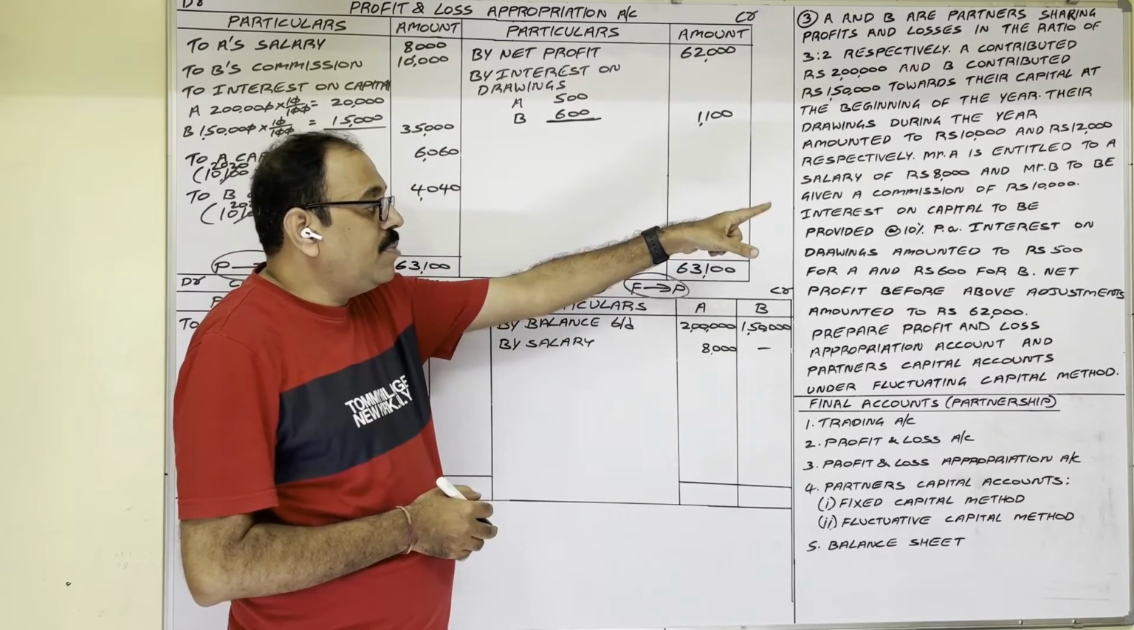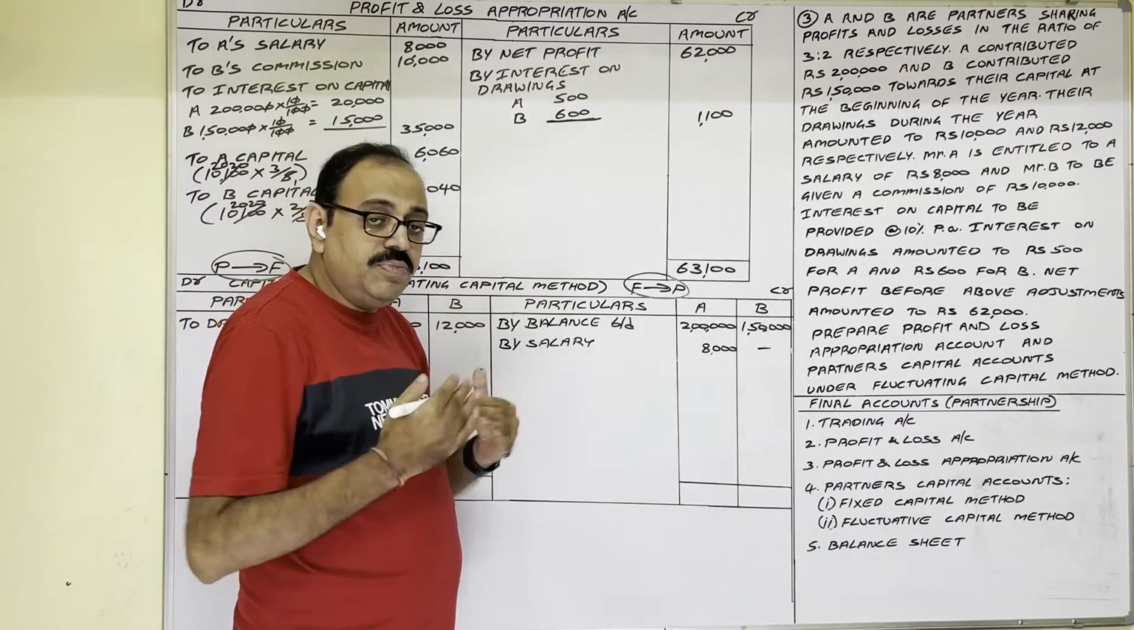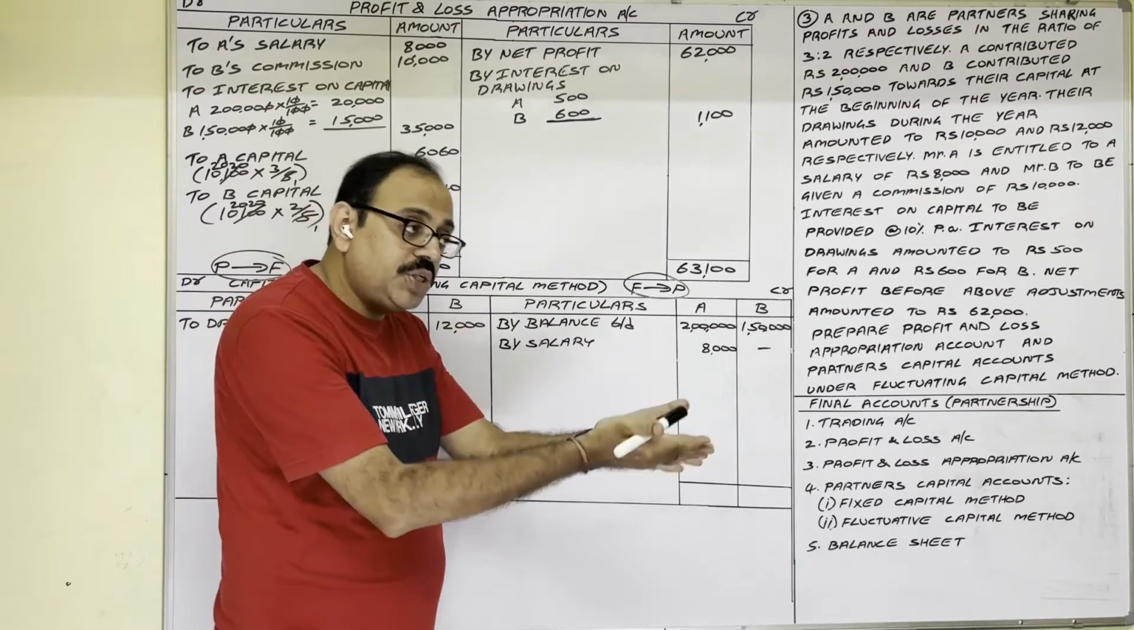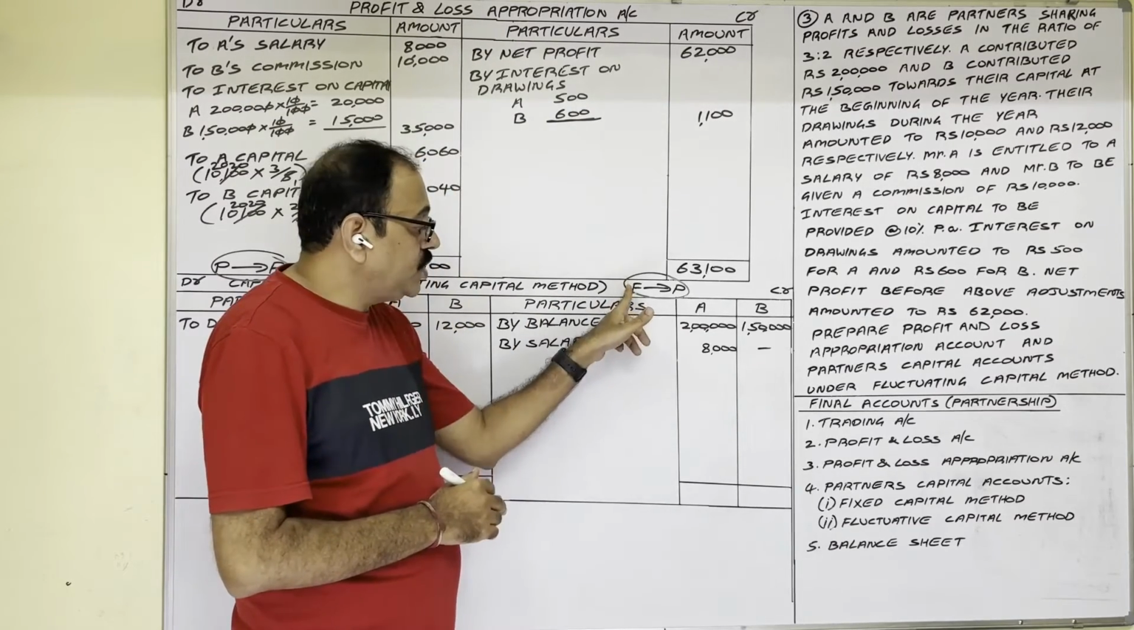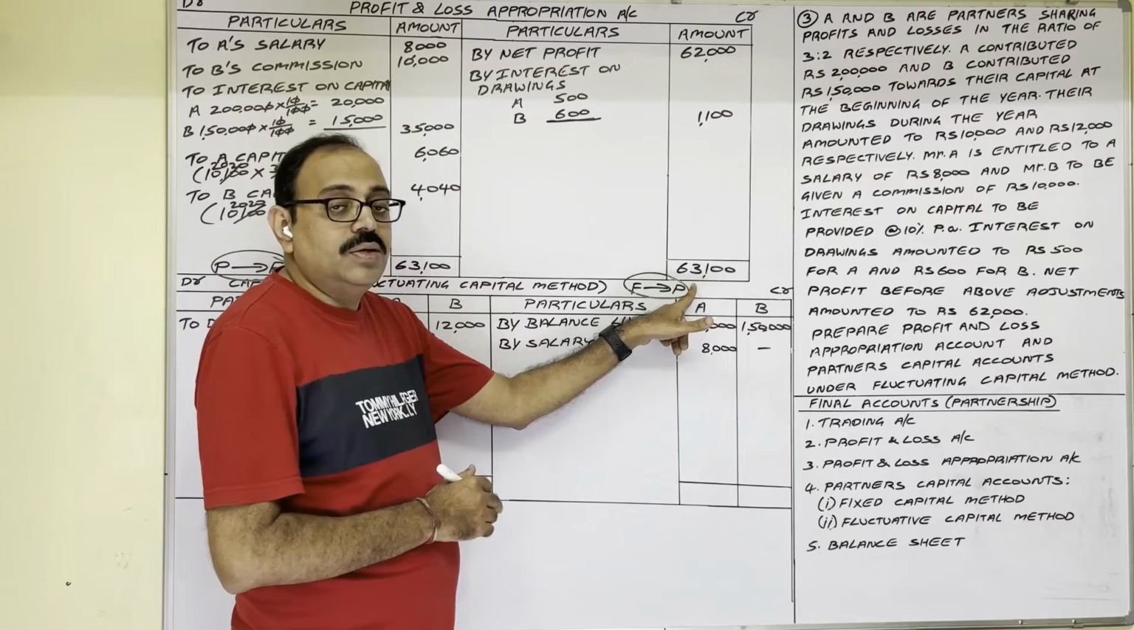Continuation. And Mr. B is to be given a commission of 10,000. The firm has to pay 10,000 rupees commission to B. Firm has to pay to B, the partner. So, credit side only, na? By commission in B's column, not in A's column.